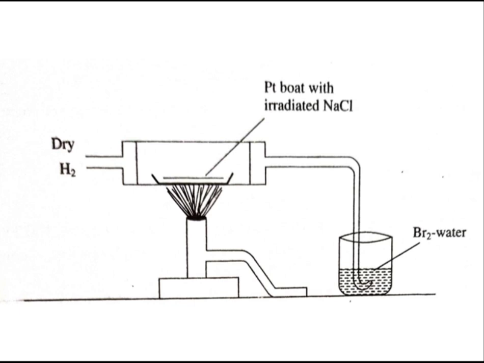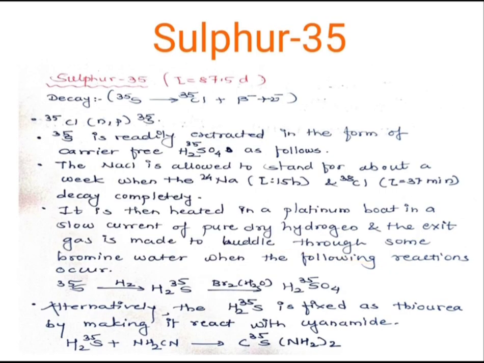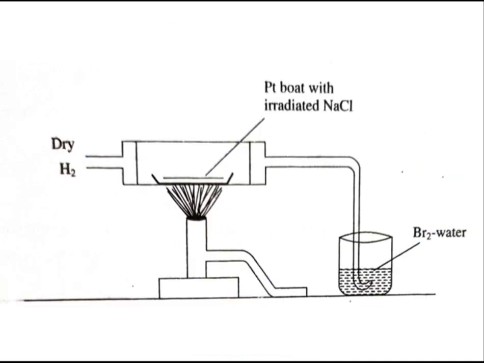So we have to prepare the sulfur 35, and the reaction is given: chlorine 35 undergoes an n,p reaction, and there is a formation of sulfur 35. Initially we have to set up a reactor like this for the production of sulfur 35. The sulfur 35 is readily extracted in the form of carrier-free H2SO4, where the sulfur is 35.